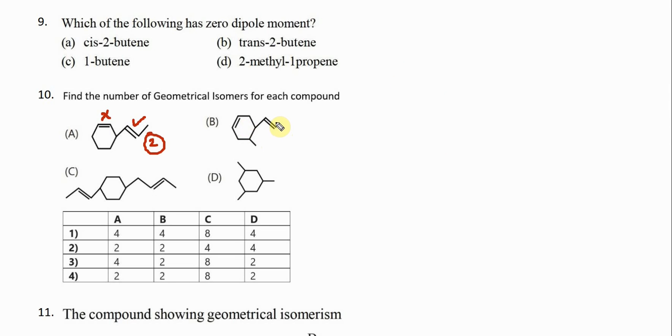But can you show cis-trans isomerism here? We cannot. But there is one more thing we want to remember. If you take a ring and you have groups A and B, neighboring or far away, doesn't matter, they can show geometrical isomerism. Here there is only one group, here there are two groups. So this cannot show geometrical isomerism, whereas this can show. So cis-trans for this will also give 2. So A is 2, B is 2.